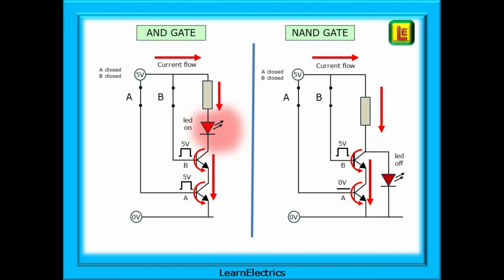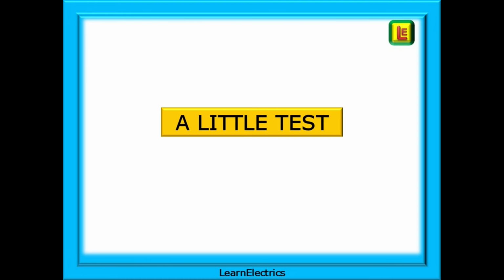What do we have for the NAND gate? A equals 1, B equals 1, Q equals 0. The opposite of the AND gate. Compare the truth tables. A little test or two now.